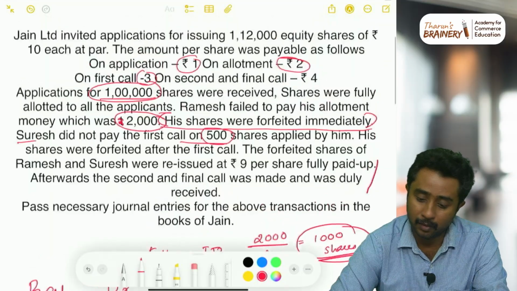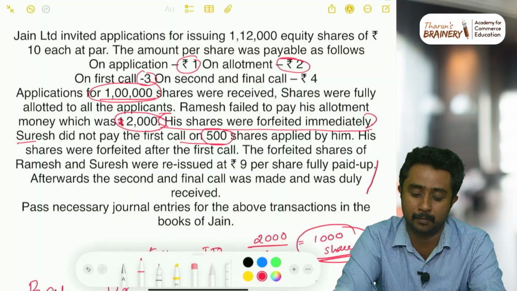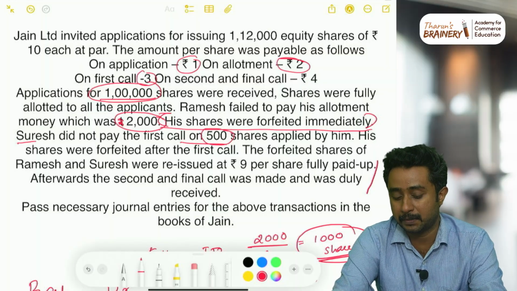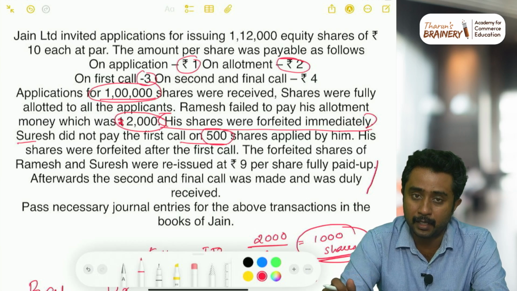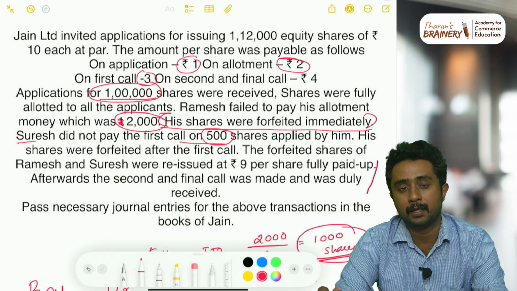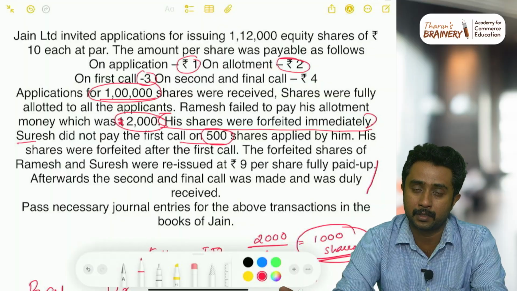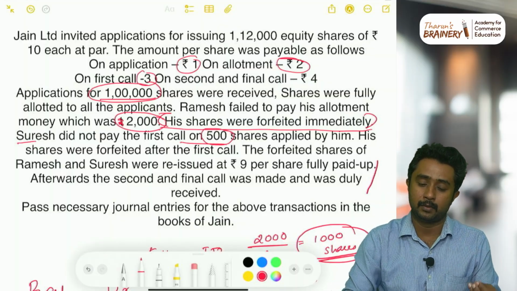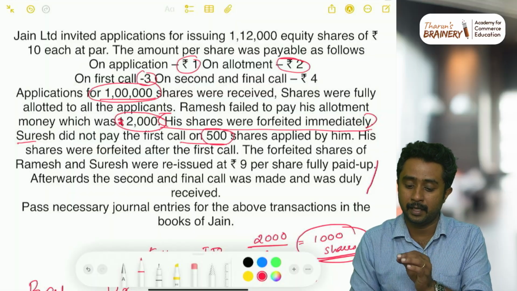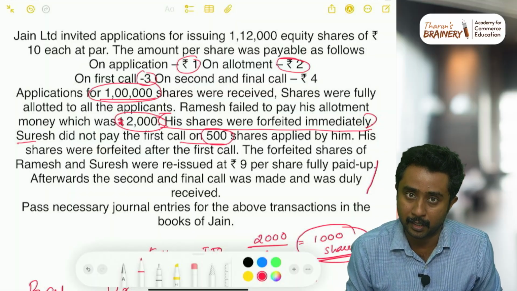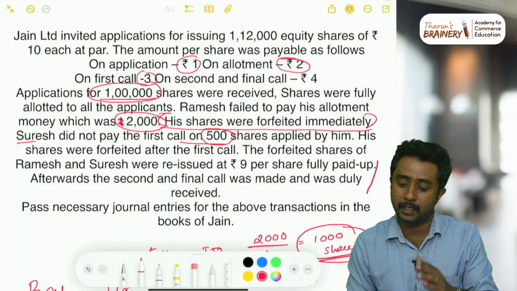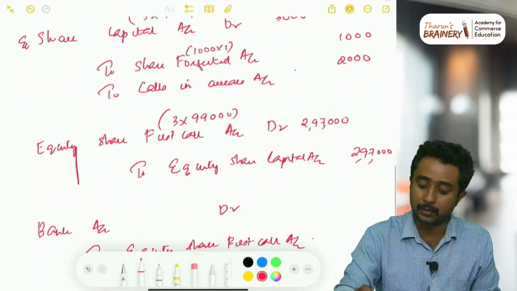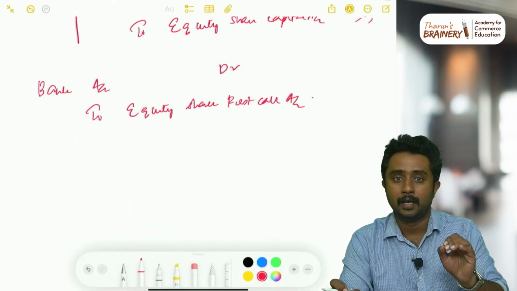We have offered totally 1,12,000 shares to the public. We got applications for 1 lakh shares. So it is under subscription only. That means if Suresh has applied for 500 shares, he must have got 500 shares itself. There are no oversubscription cases here. So the number of shares applied and the number of shares allotted to Suresh is the same. So if they are saying first call money on 500 shares applied by him is not paid, that means for 500 shares the first call money is 3 rupees each. So 500 into 3, 1500 is not paid by Suresh.